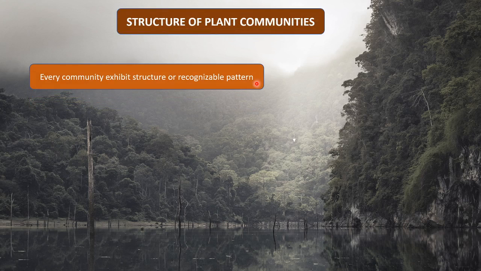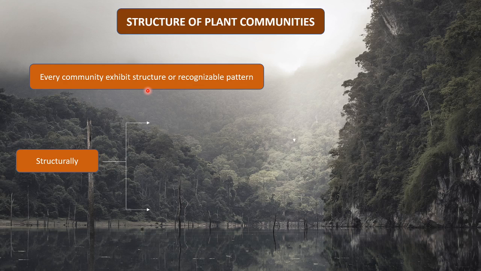As we know, every community exhibits its own structure or a kind of recognizable pattern, right? So what community are we talking about here? It is the plant community, right? So what is a community? It is a group of different species that are present in a geographical area. We call it a community. So this is about plant community, and every plant community has its own structure. It has its own pattern which we can recognize, right?